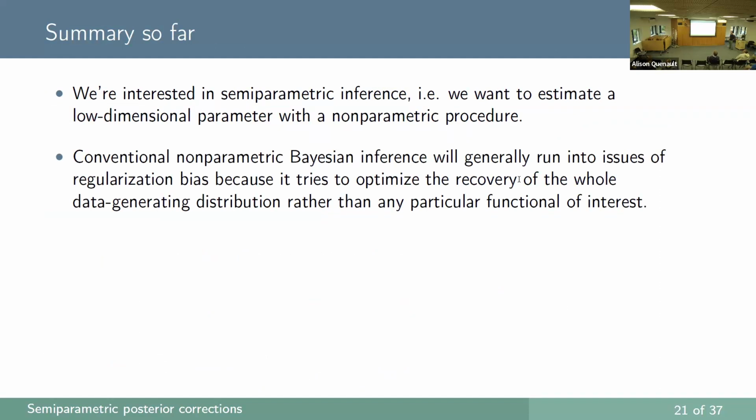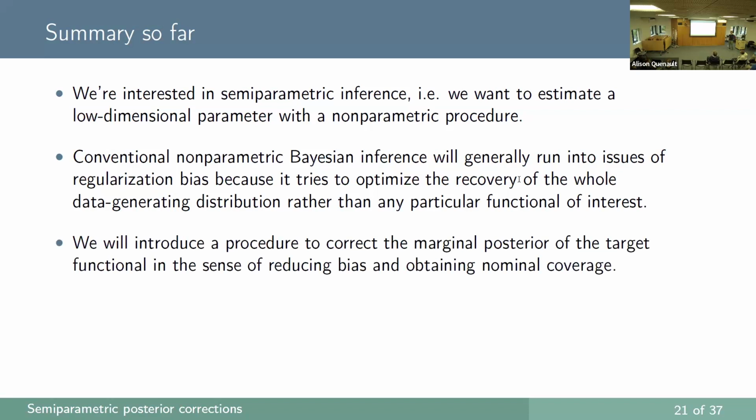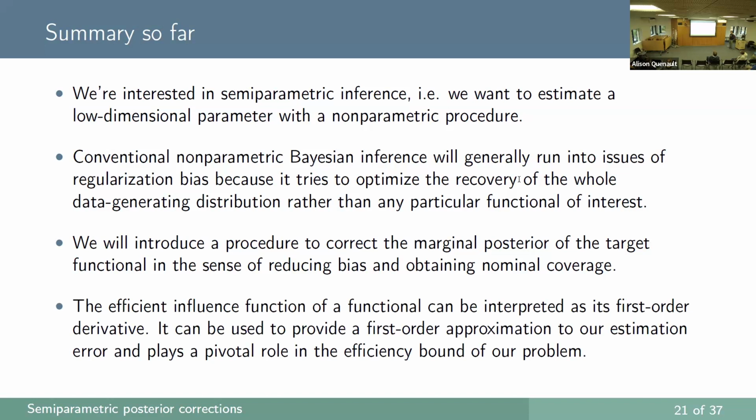If we naively used nonparametric Bayes for these problems, what ends up happening is that we have this regularization bias, from oversmoothing or otherwise, which affects the marginal inference for the function of interest. So we get this bias in the final analysis. What I'm going to introduce very soon is a procedure that will correct the marginal inference of our target functional, in the sense that we remove bias and also get more correct coverage, similar to those simulation results we had before. And I introduced this very important concept of an efficient influence function, which I've encouraged you to interpret as a first-order derivative. We can use that first-order derivative to approximate this bias, which we then remove from our initial estimator or posterior.